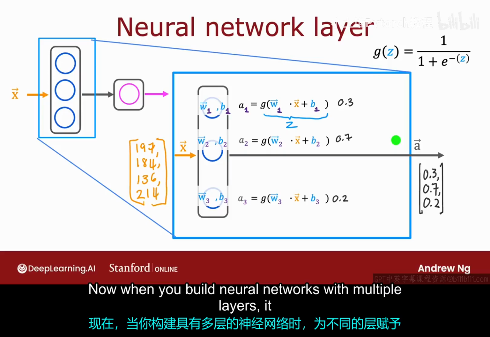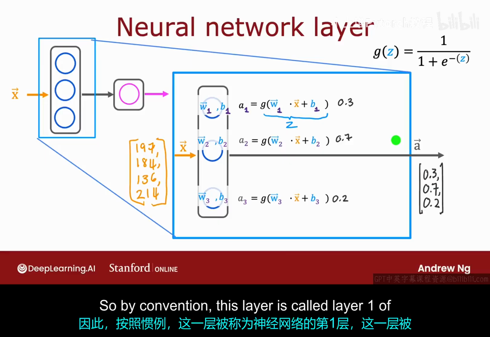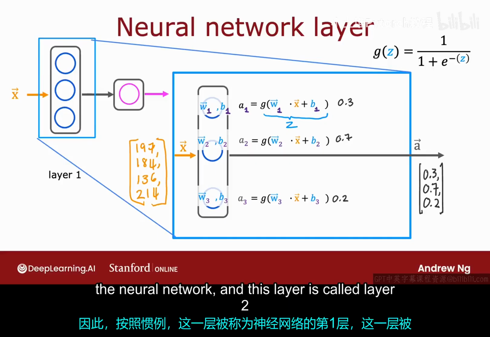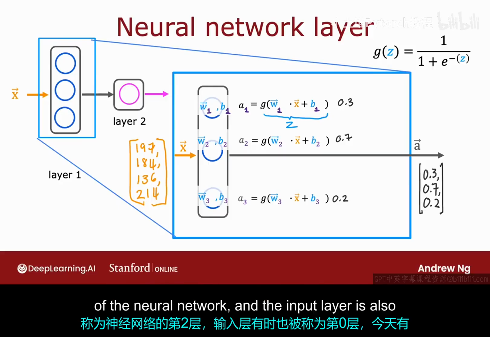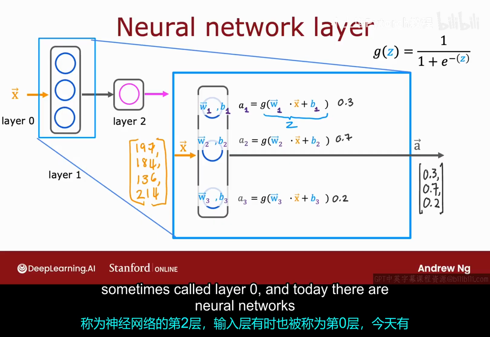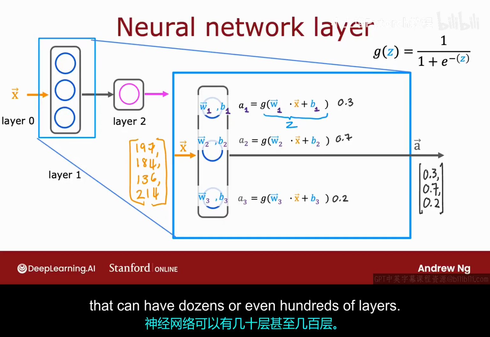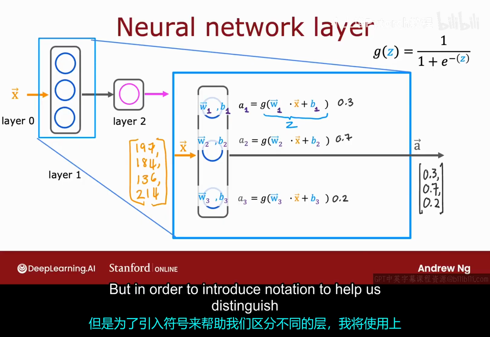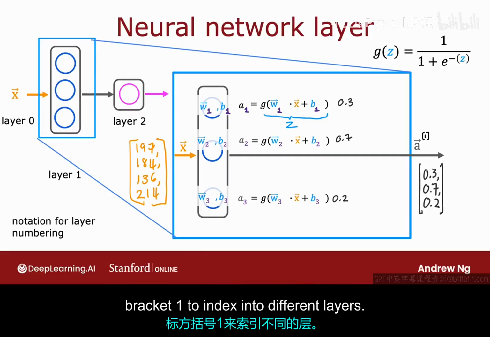Now, when you build neural networks with multiple layers, it'll be useful to give the layers different numbers. So by convention, this layer is called layer 1 of the neural network, and this layer is called layer 2 of the neural network, and the input layer is also sometimes called layer 0. And today, there are neural networks that can have dozens or even hundreds of layers. But in order to introduce notation to help us distinguish between the different layers, I'm going to use superscript square bracket 1 to index into different layers.